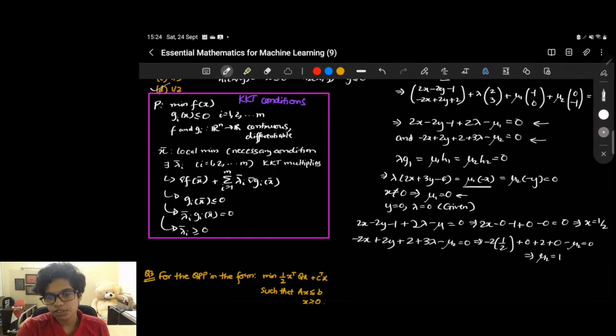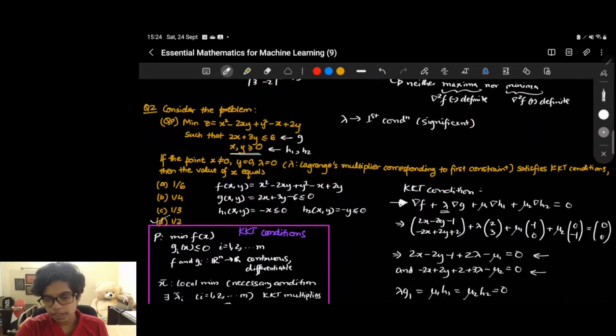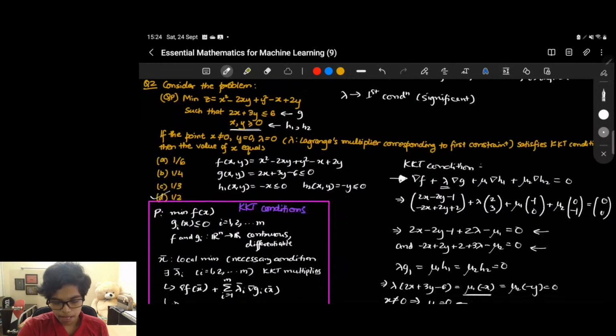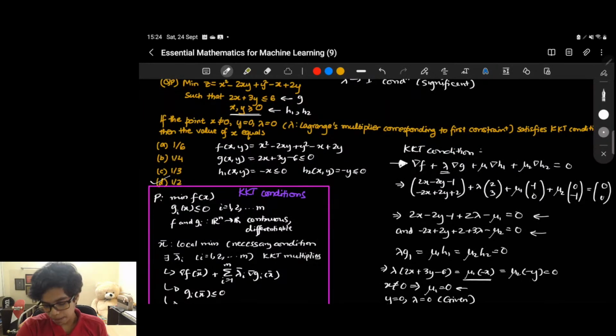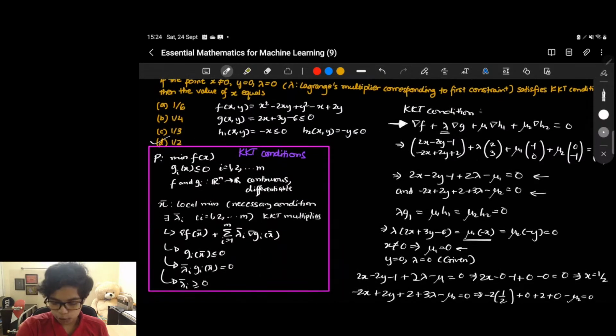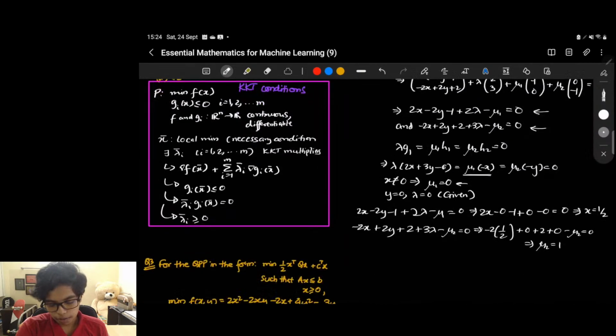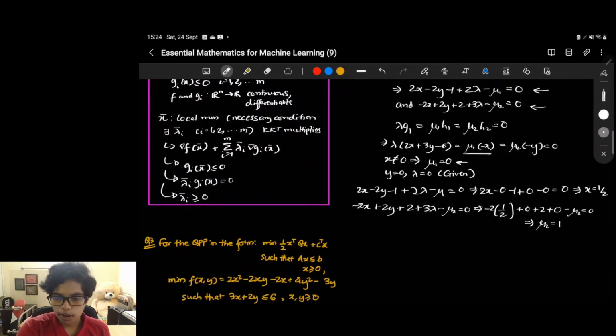So if you get a question, then you should follow this convention in this particular course. Otherwise, the concept remains the same. The important thing is this equation right here. So this is the main thing over here. So once you understand this concept, then you can solve any question, no matter what the convention is.